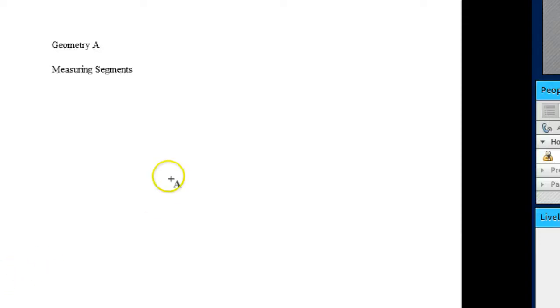Alright, welcome, you guys. We're going to be talking about measuring segments right now. Real fast, distances. A number line is a lot like a ruler.